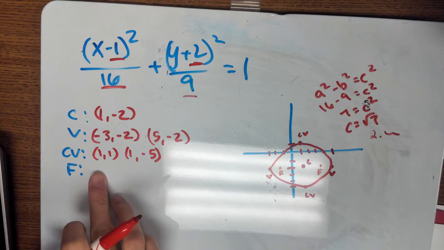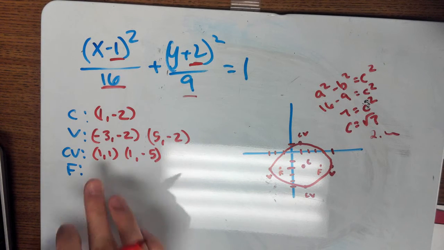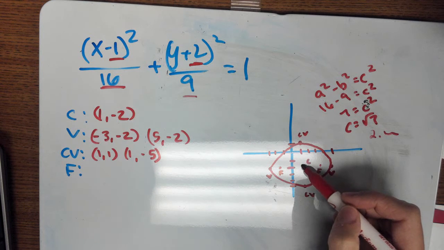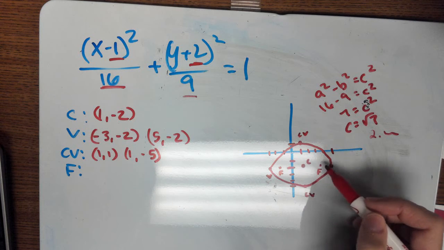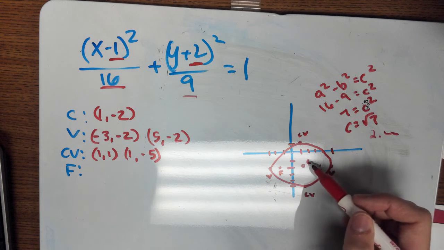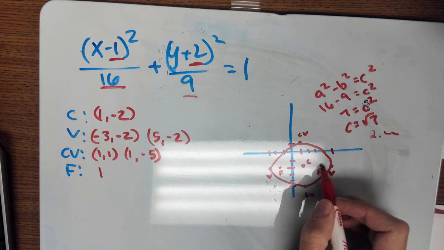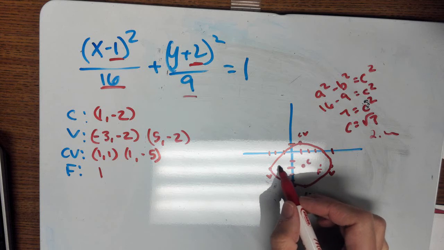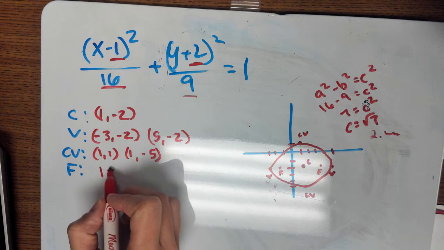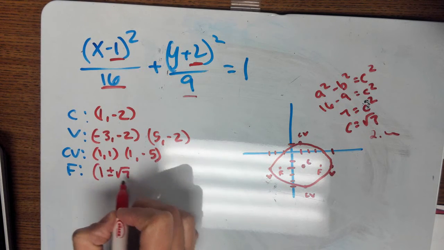And then the hardest thing really is just putting this into an exact point. So you start at your center, and I say, okay, what changed? My x or my y value? Well, my x value changed. So I started at 1, and then I went in the positive direction, radical 7 units, and I went in the negative direction, radical 7. So I'm going to write that as plus or minus radical 7.